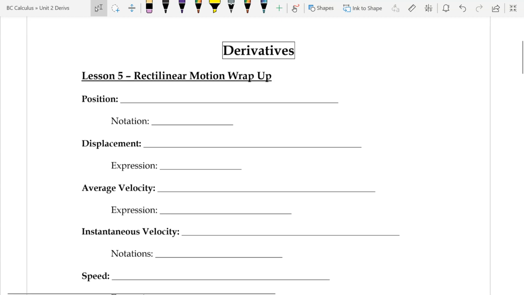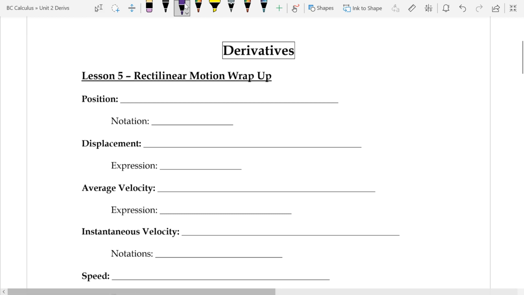Okay, so we're going to do a quick wrap up because you've talked a lot about rectilinear motion, but we haven't really nailed it all together and made it all coalesce into one type of whole. So that's what my goal is in this video. So the first thing we're going to have to do here is talk about things you need to know for each type of equation.